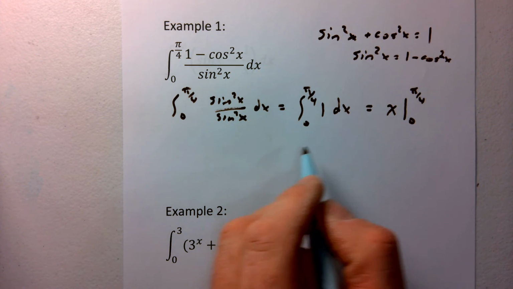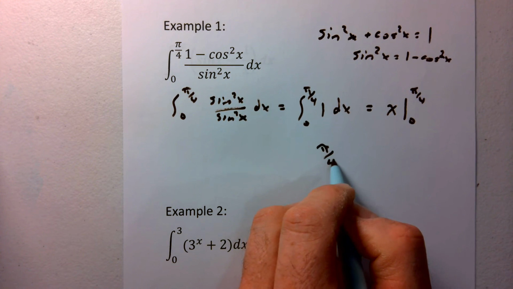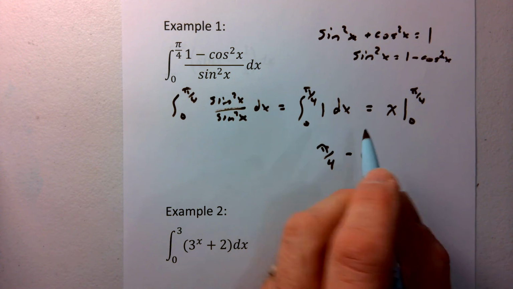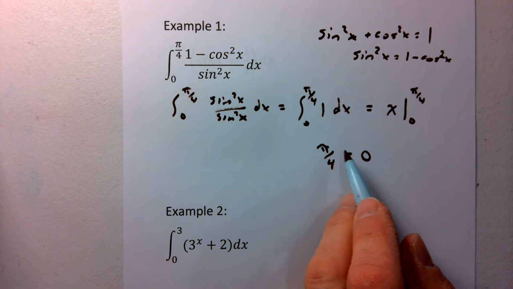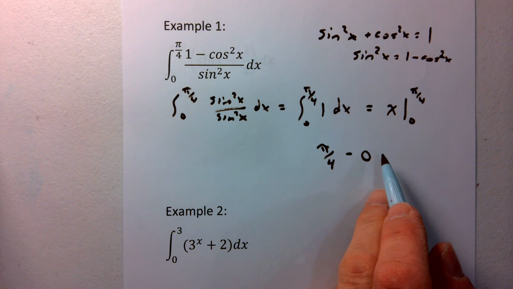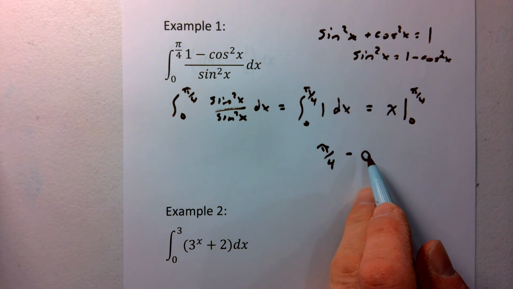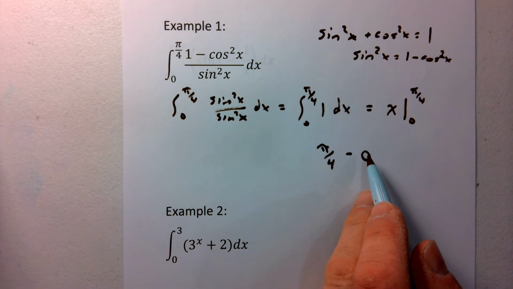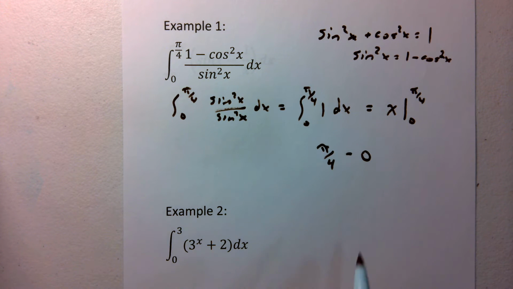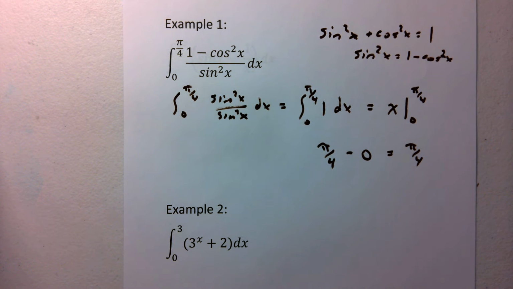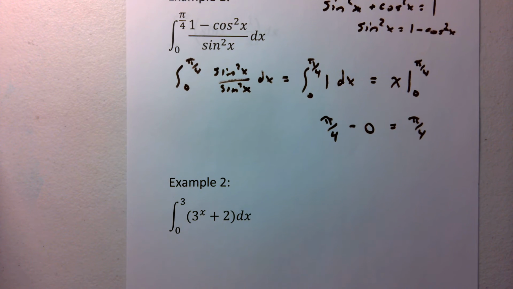I'm going to plug in my pi over 4. So I'm going to take my f of pi over 4 minus my f of 0. Again, I'm going to put that 0 in just to show that I've got my upper bound minus my lower bound, just so I can see that and mentally put that in my mind that I've done it. Not necessarily that you have to, but I highly recommend that you do. So we end up with pi over 4 minus 0, or pi over 4. And there's our answer.